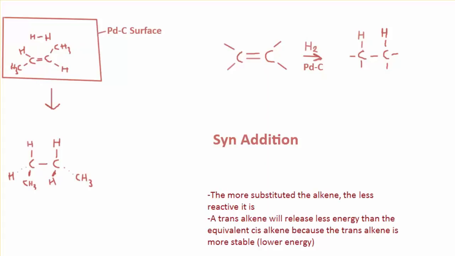Some miscellaneous facts about this reaction are the more substituted the alkene, the less reactive it is. So for instance, if we replace these two hydrogens with two methyl groups, that would make the reaction go slower. But if we replace these two methyl groups with hydrogens, that would make the reaction go faster. Also, because a trans alkene is more stable than a cis alkene, the reaction of the trans alkene will release less energy than the equivalent cis alkene. If it starts out higher energy, then it will release more energy.